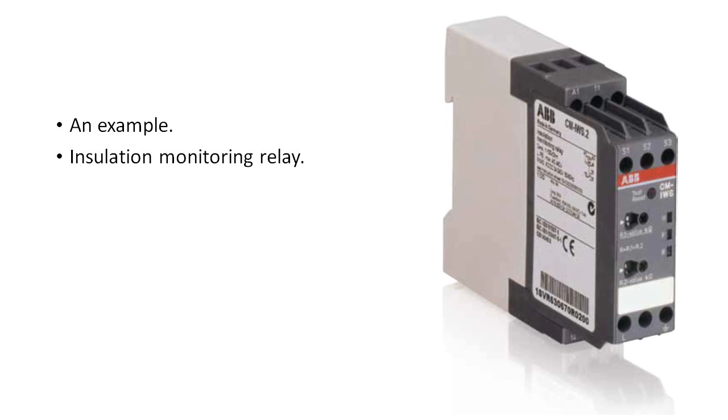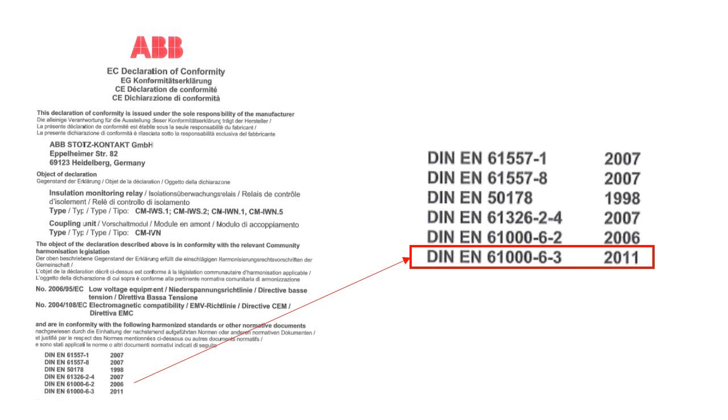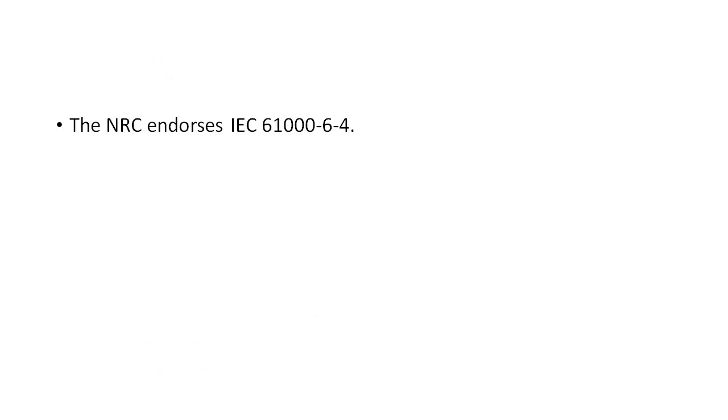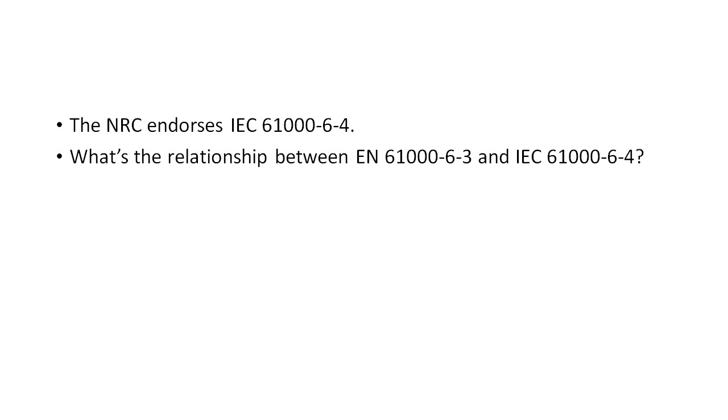Before moving on to a discussion about the limits, let me give you a real-life product example. ABB makes an insulation monitoring relay. You can see a picture of it here with the CE mark stamped on its casing. If you look at the relay's declaration of conformity, you'll see that it's been tested to, among other things, EN 61000-6-3. Actually, it's the German version of EN 61000-6-3, as denoted by the DIN in its name. Now, if faced with installing this device in a nuclear power plant and trying to decide if it meets the NRC's requirements, the electrical engineer would have to determine whether this product, which has been tested to DIN EN 61000-6-3, meets the requirements of IEC 61000-6-4 that are called out in Reg Guide 1.180.